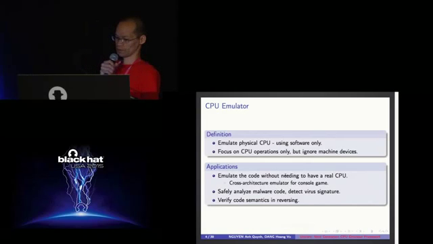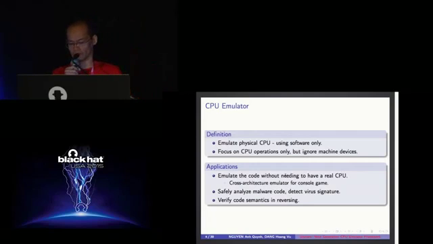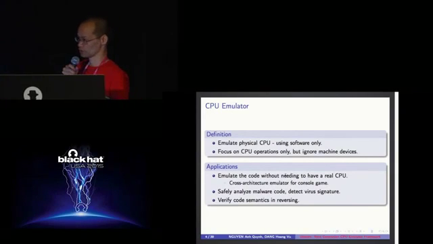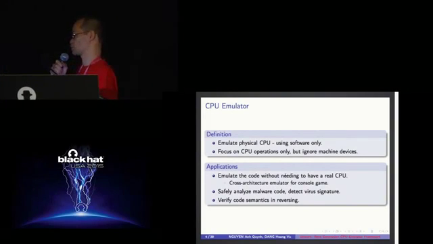Okay, first part, the CPU emulator. So, what is a CPU emulator? A CPU emulator is software that emulates the physical CPU in software only. Note that we just focus on CPU operation. We don't want to do full system emulation, but only the CPU. And that's why Unicorn is just a CPU emulator framework.